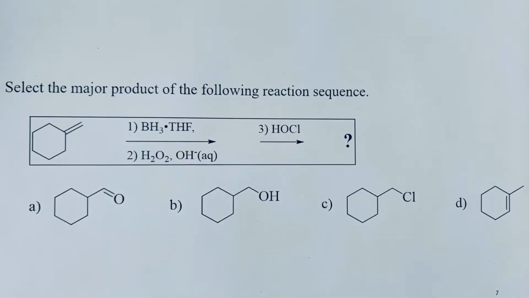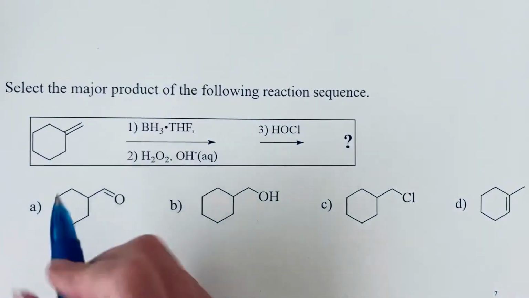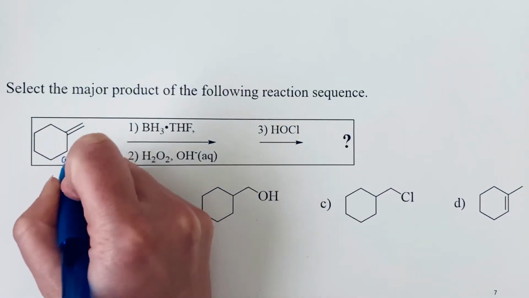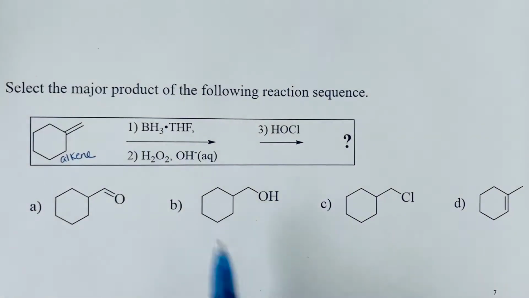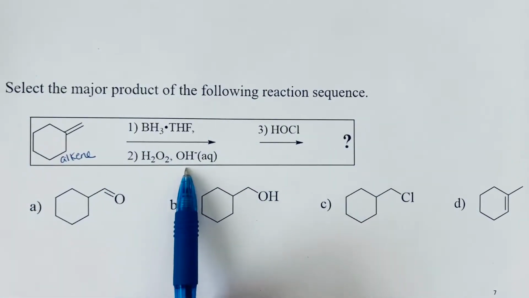Select the major product of the following reaction sequence. So we are given as a starting material an alkene. And the first thing we are doing is we're taking it through this two-step reaction.